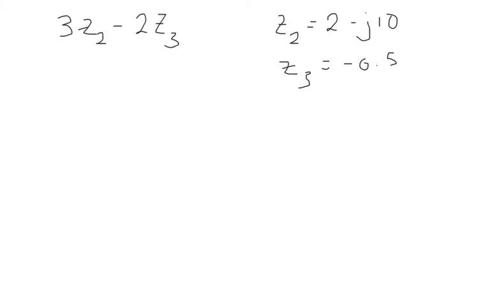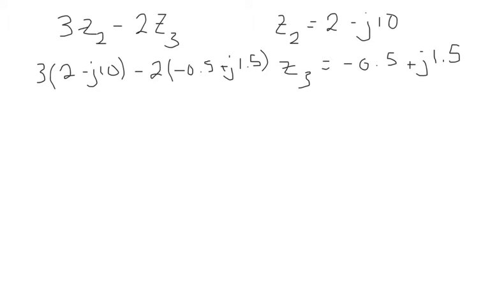We can work out 3Z2 subtract 2Z3 with the complex numbers Z2 being 2 subtract J10 and Z3 being negative 0.5 plus J1.5. Copy underneath, 3 multiplied by Z2, so that's 3 multiplied by 2 subtract J10. Subtract 2 multiplied by Z3, which is negative 0.5 plus J1.5.